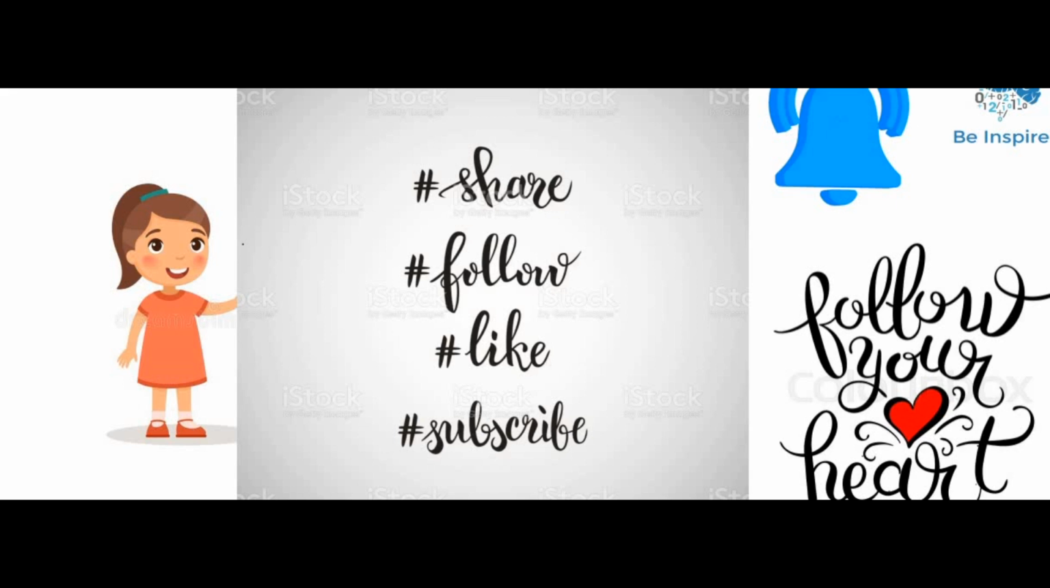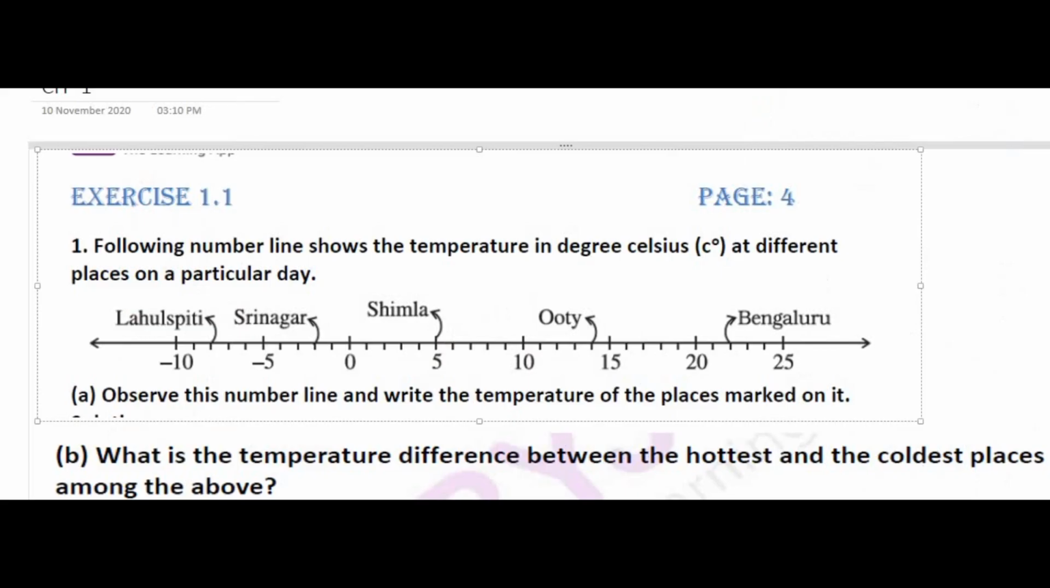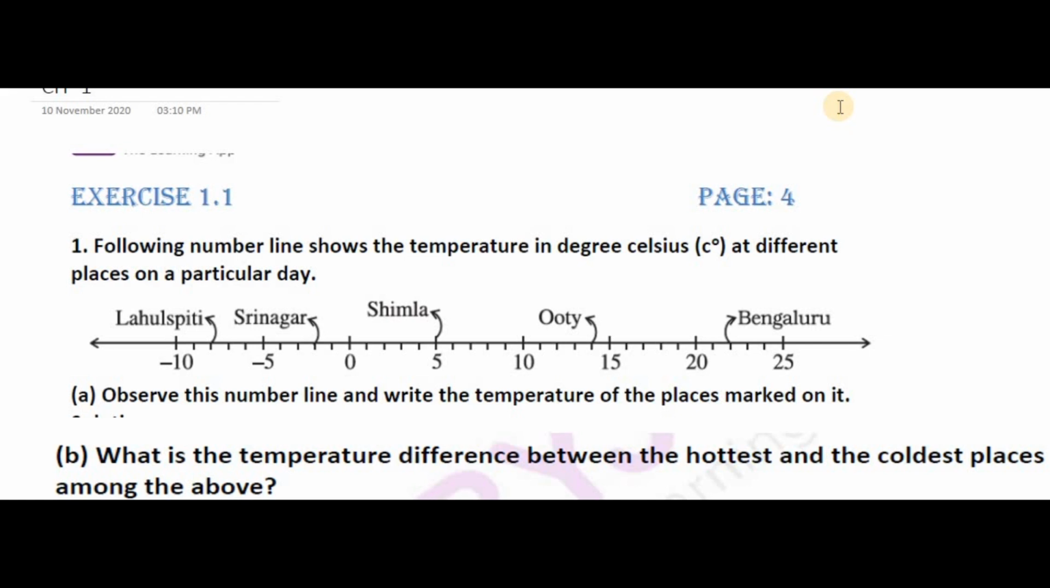Okay students, now without getting late, we'll start our class. So already questions are written here. What is the first question? Following number line shows the temperature in degrees Celsius at different places on a particular day. Observe this number line and write the temperature of places marked on it.